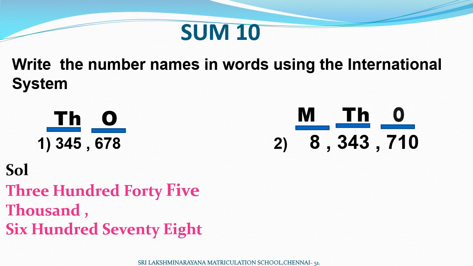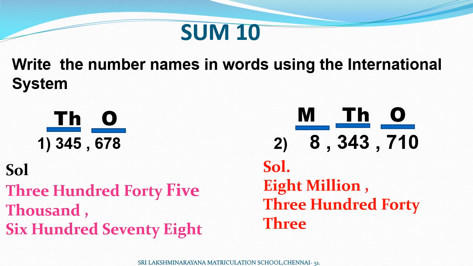And the second number. Again split the digits into periods: the last 3 in ones, the next 3 in thousands, and the remaining digit in the million period. Okay, we'll read the number. The first part is 8 million, the next is 343,000, and the last is 710.